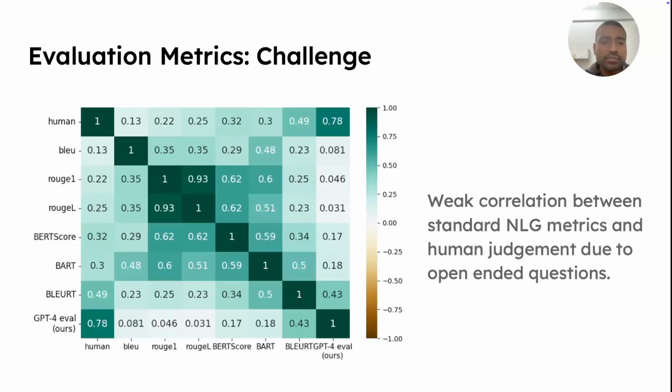One of our major findings was that standard NLG metrics are broken for this domain. If you look at the correlation metrics, the top row represents human judgment. You can see that traditional metrics like BLEU and ROUGE have extremely weak correlations. Even the semantic metrics like BERTScore only reach 0.32. This is because in education, there are many ways to correctly explain a concept. Training or evaluating on a single gold answer using n-gram overlap penalizes valid alternative explanations.